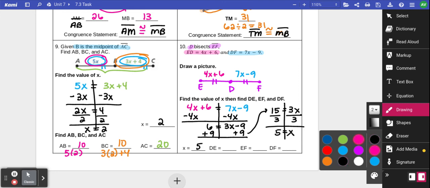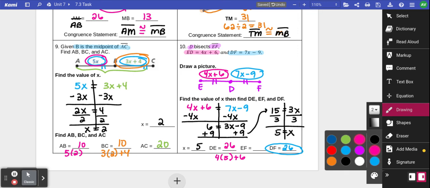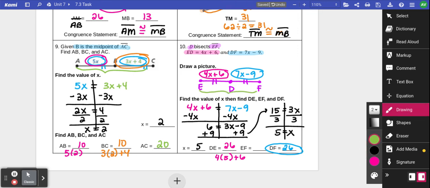Now, if I want to find DE, I'm going to use this equation right here. DE would be 4 times 5 plus 6, which is 26. If I want to find DF, I know that DF is going to be the same as DE because D is directly in the middle. So this is also 26. And then I can get the whole thing by just adding up 26 plus 26 and getting 52.